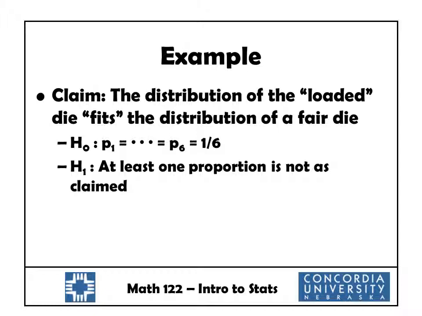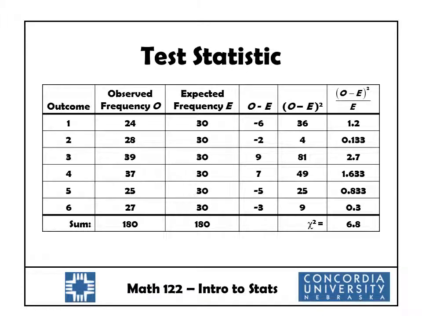In mathematical notation, our null hypothesis was that P1, the proportion of 1s, equaled P2, the proportion of 2s, all equal 1/6. The alternative really wasn't terribly important, but is a statement that at least one of those proportions is not as claimed. And this one we calculate our test statistic by hand. We set up this table.